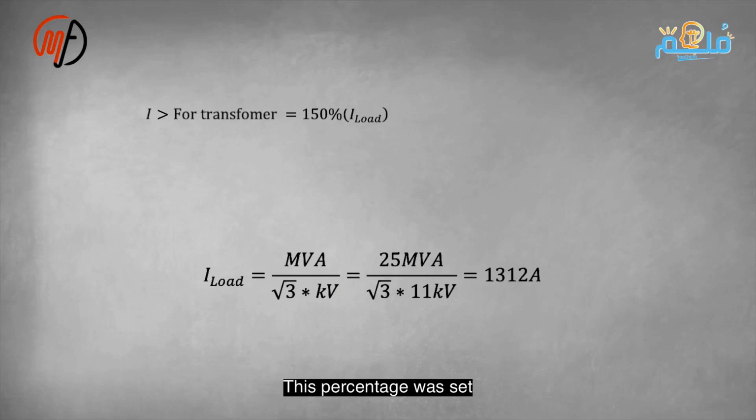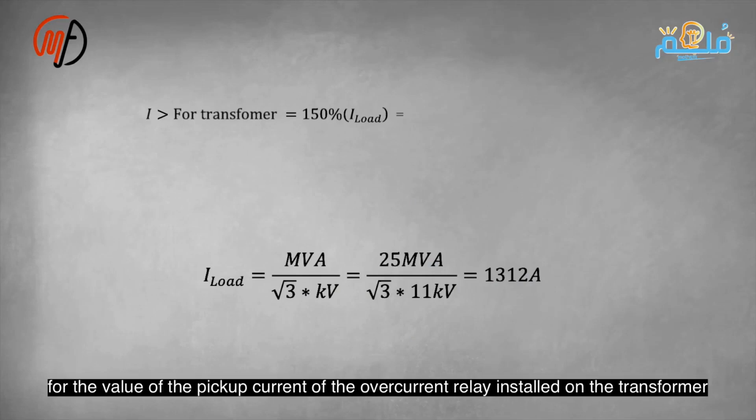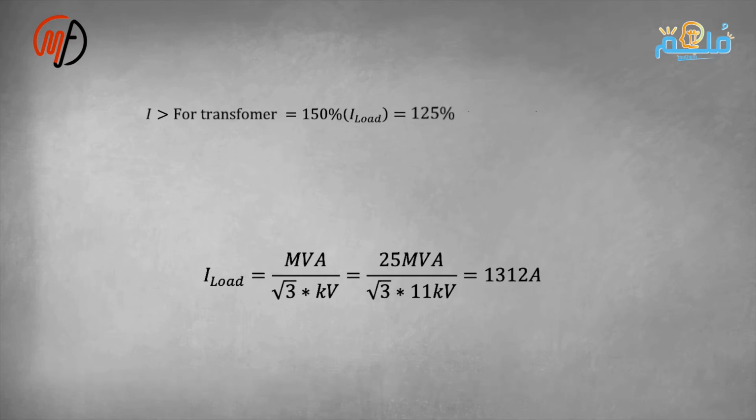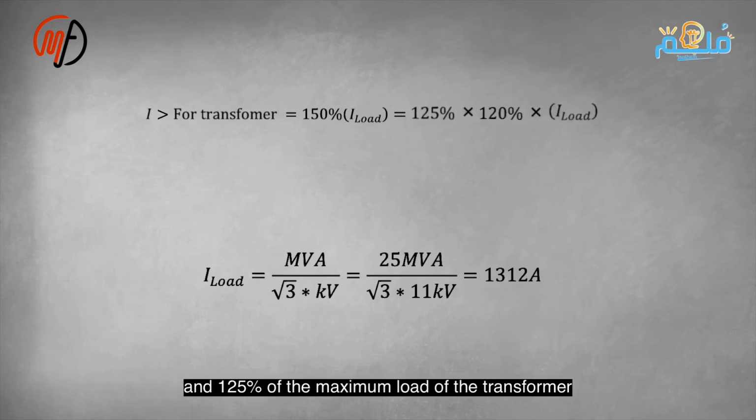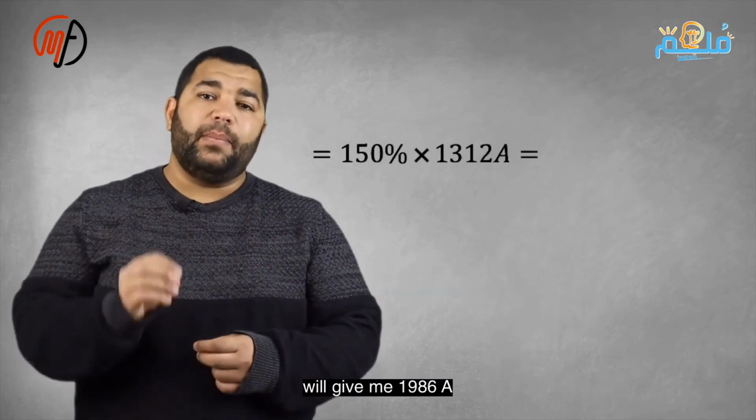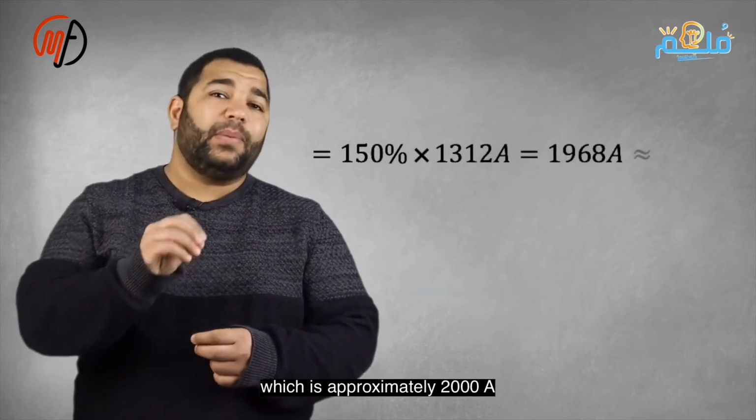This ratio for the pickup current value of the overcurrent relay installed on the transformer is set under the assumption that the maximum load on the transformer is 120% of the full load value. We took 125% of the maximum load, which is 125% of 120% of the full load, equating to 150% of the full load. 150% of 1312 amps is 1986 amps. About 2000 amps, the primary pickup current.